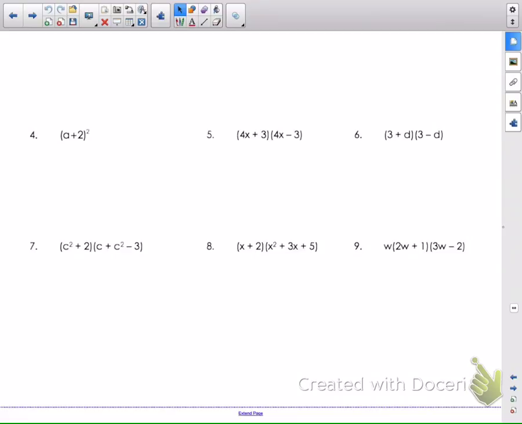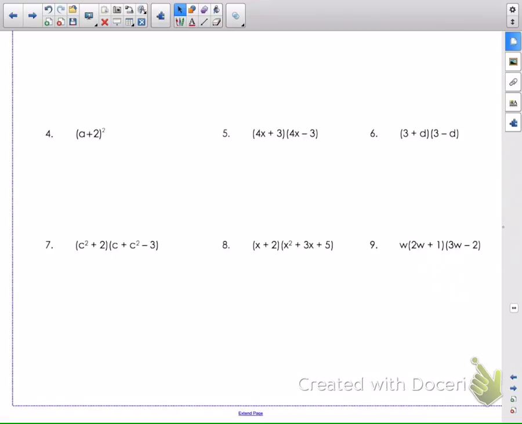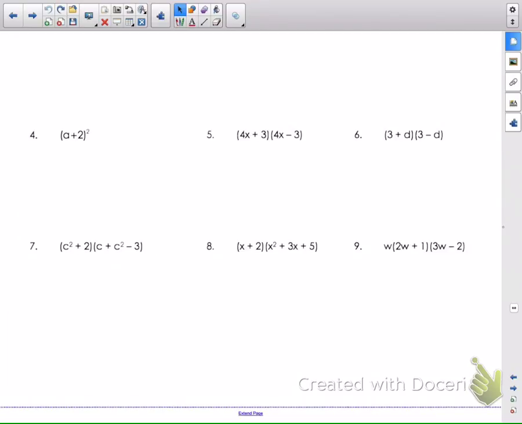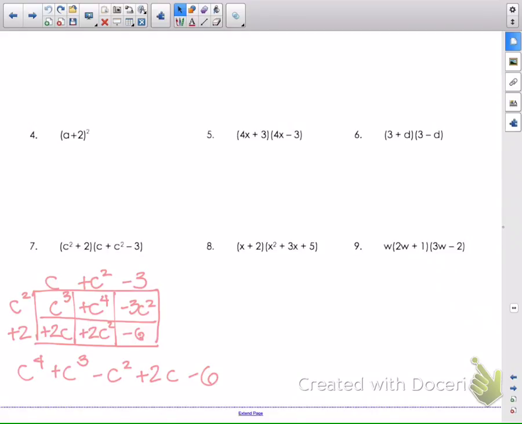Let's skip one of them. Let's not do 8 together. Okay, so take a minute and try 7 on your paper, however you do that. If you need to do a box for all of it, you can. If you need to just do the full distribution, you can do that. Check your answer on 7 before we do 9 together.